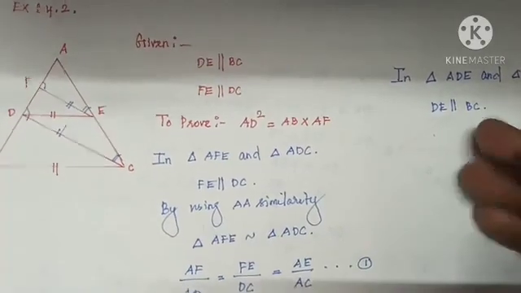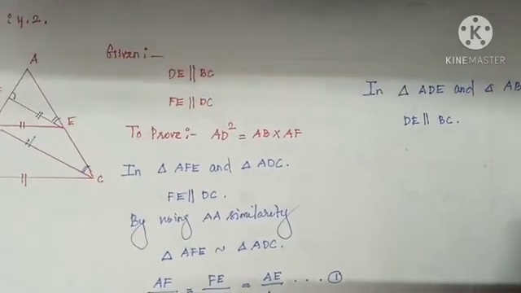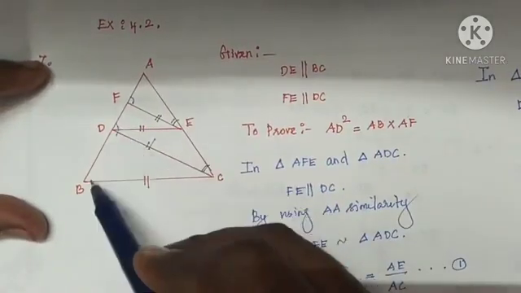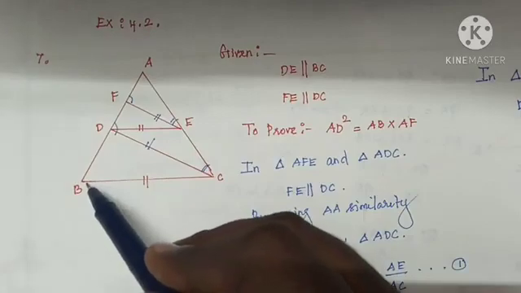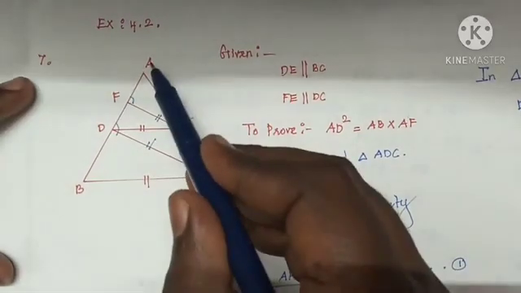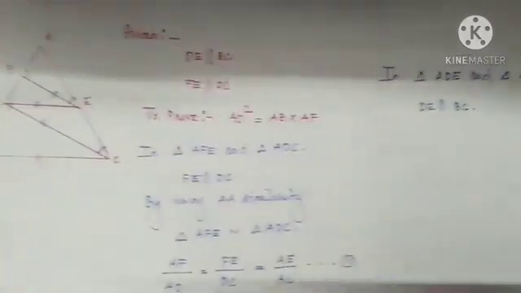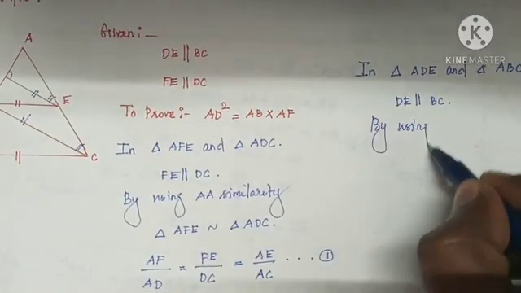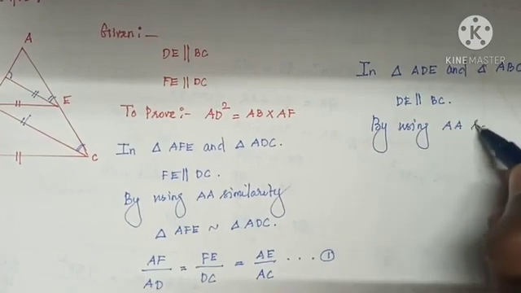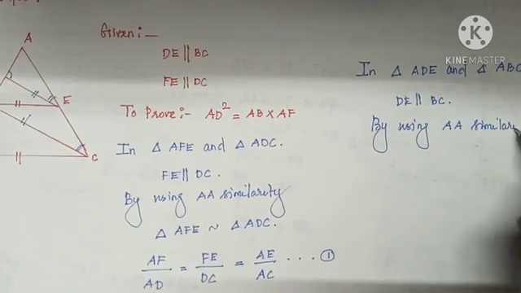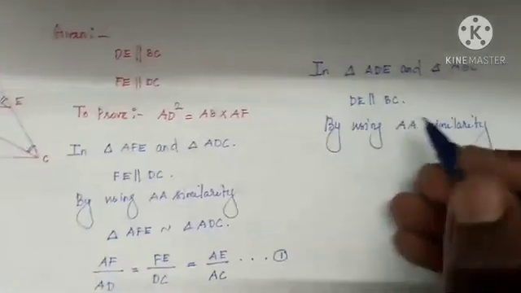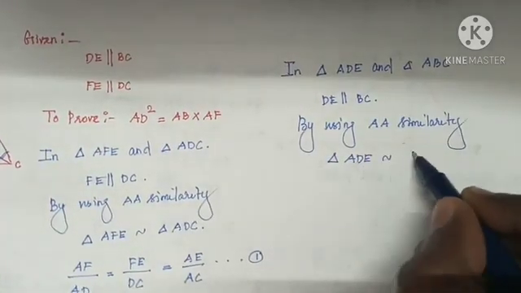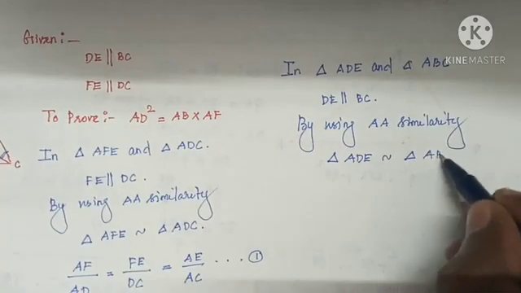It is enough to say these two triangles are similar, because if DE is parallel to BC, then angle D is equal to angle B. And angle A is common. By using angle similarity criteria, we can say the triangle ADE is similar to triangle ABC.